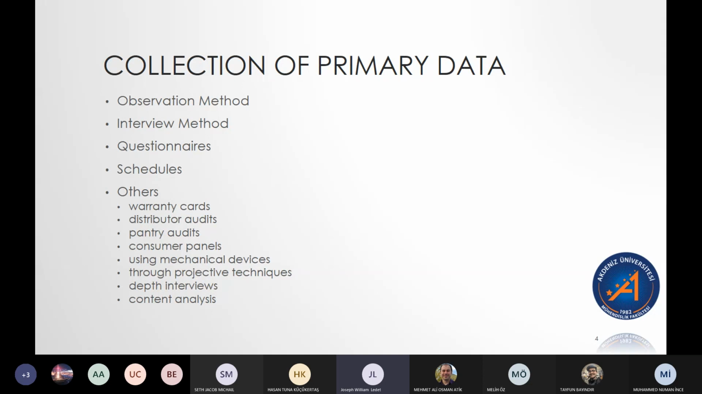Okay. We can also talk about the interview method, questionnaires, schedules, and then these others. We won't go into detail on those, but these are all out there and available. These are all options for how we might collect primary data. The observation method could also be a form of experiment as well. An experiment would be a type of observation method in a sense.